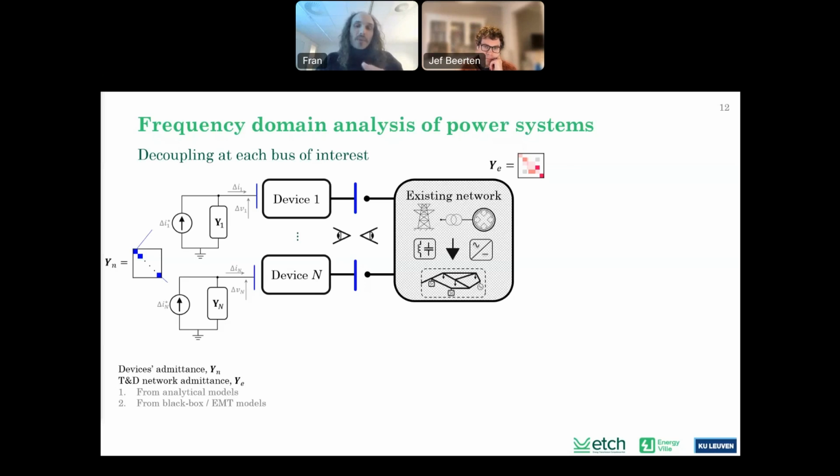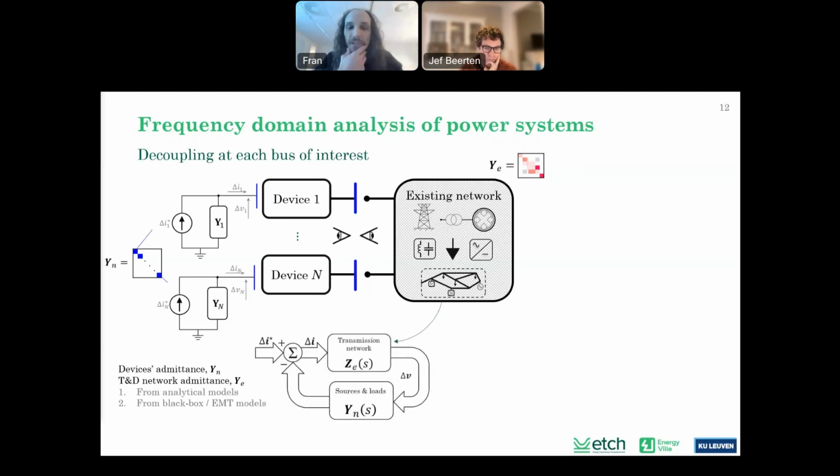So there are several ways to obtain this matrix, but basically one of them is analytical models. So if you have an exact mathematical description of your system, then you can compute these frequency responses. If you don't have this, but instead you have an EMT model, then you can also obtain it using the perturbations as we explained before, or any other technique. But eventually you end up having these matrices, and this decoupled way of looking at the system allows you to write it in a feedback manner.